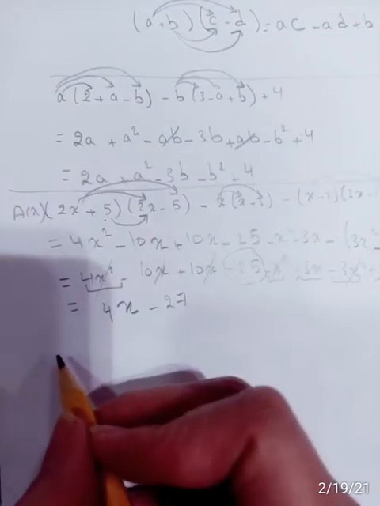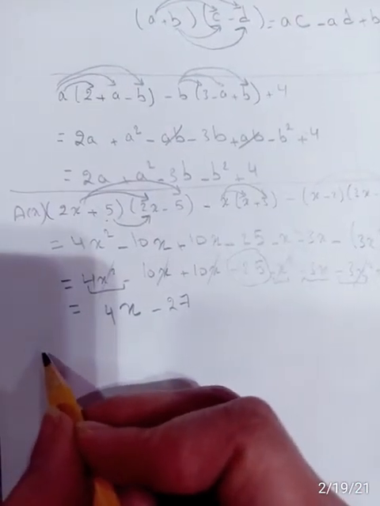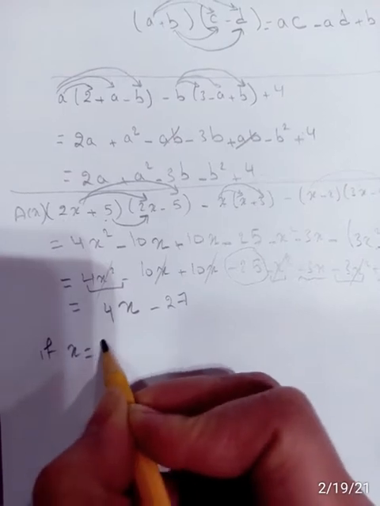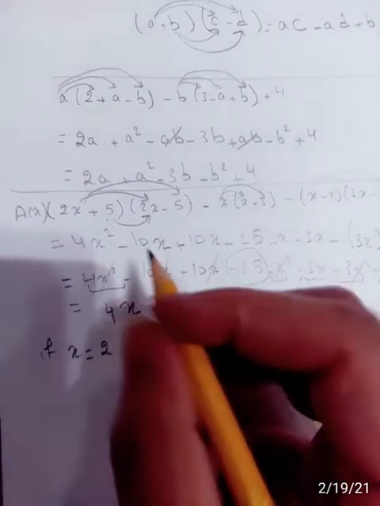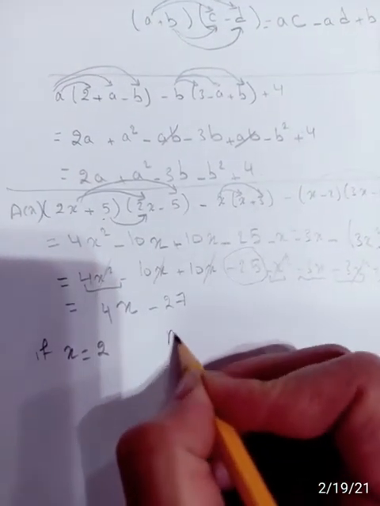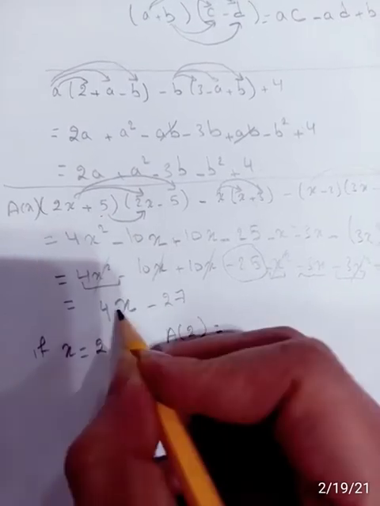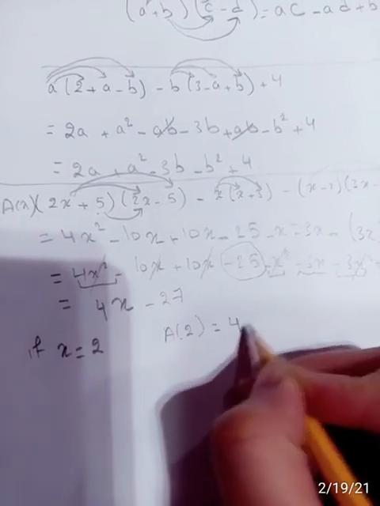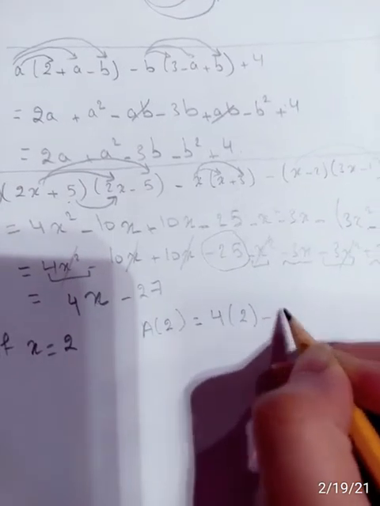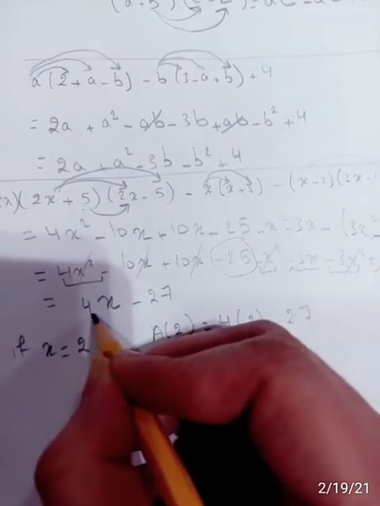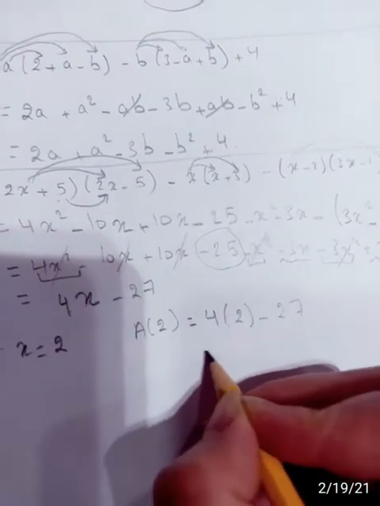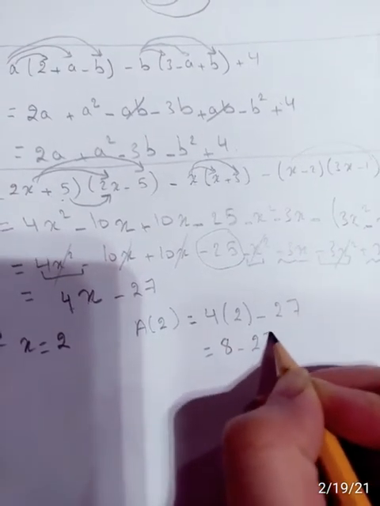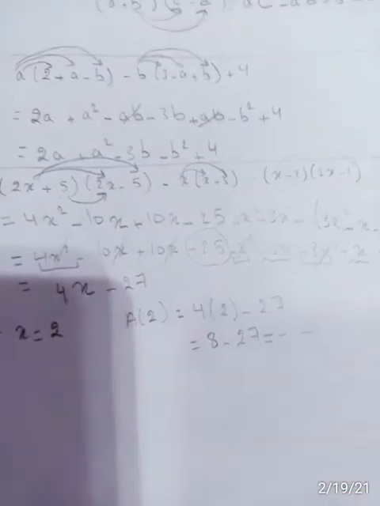If I say find the numerical value if x equals 2, then wherever there is an x, I put the 2. A of 2: in place of the x I put it, but always when I put it, I put it between brackets, because there is multiplication. Here it means 4 times x, so 4 times 2. 4 times 2 it's 8 minus 27 etc.